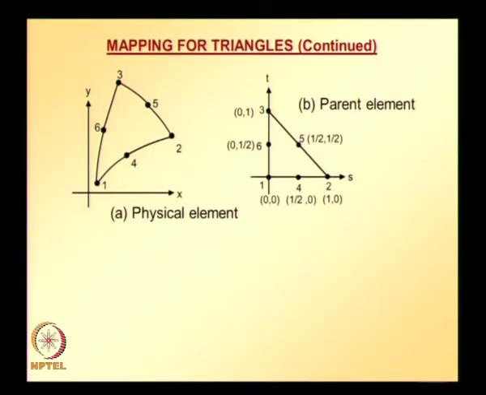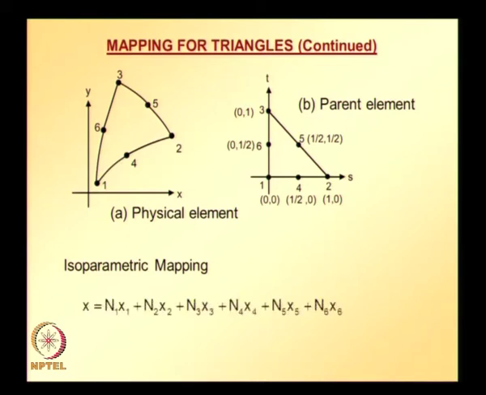So, here a 6 noded triangular element is shown, the physical element, and also the 6 noded triangular parent element is shown. Usually any arbitrary physical element we are going to map onto a parent element as shown in figure B there, and the relationship between the x, y coordinates of the physical element and the s and t coordinates of the parent element is given by these relations, the isoparametric mapping.